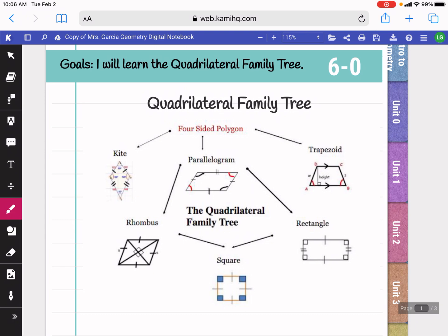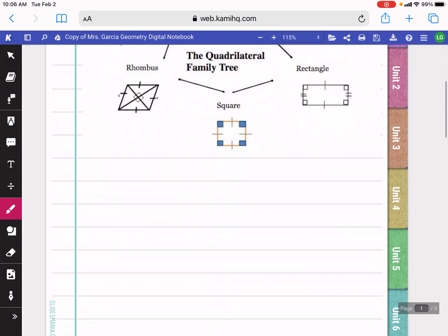Now, we're going to begin by focusing on parallelograms, and then within parallelograms, you also have your rhombus, your rectangles, and your squares. So throughout the chapter, we're going to be adding a little bit more to these quadrilaterals as we go. Today, we're going to begin with parallelograms and their properties.